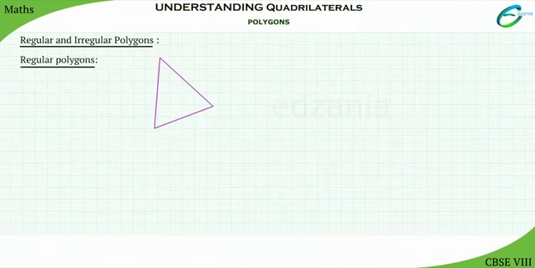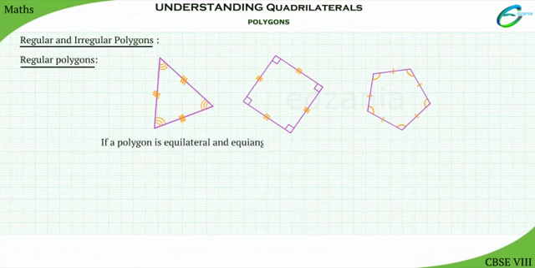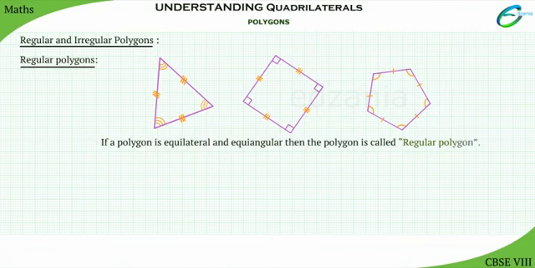If the sides of a triangle are equal and the angles in the triangle are also equal, the triangle is equilateral and equiangular. Similarly, in a quadrilateral and pentagon also. These polygons are called regular polygons. If a polygon is equilateral and equiangular, then the polygon is called a regular polygon.